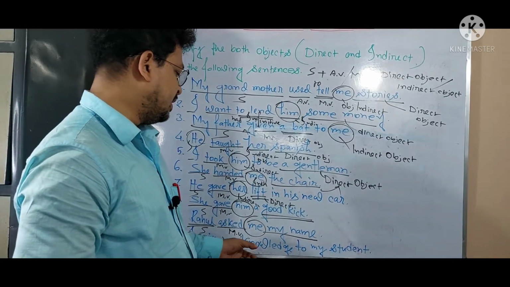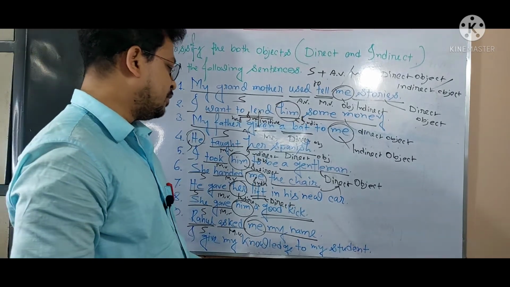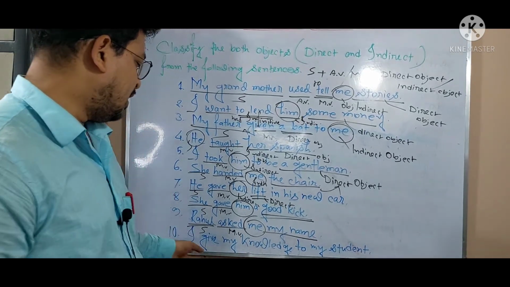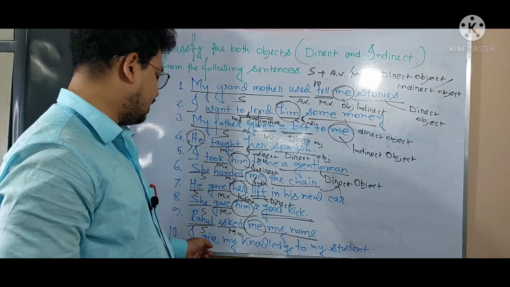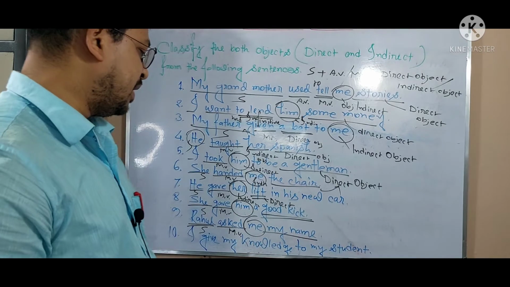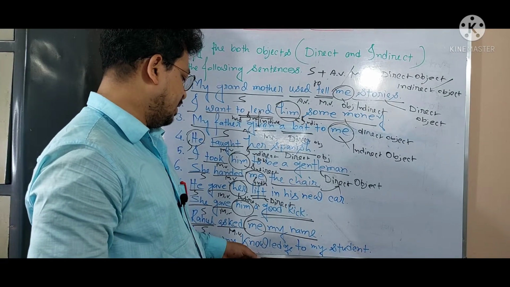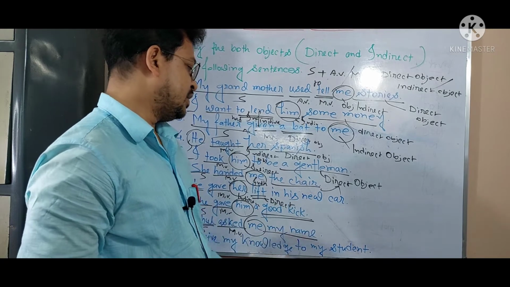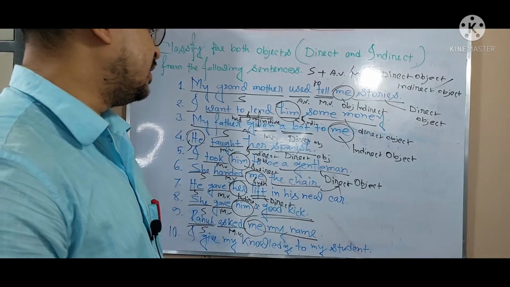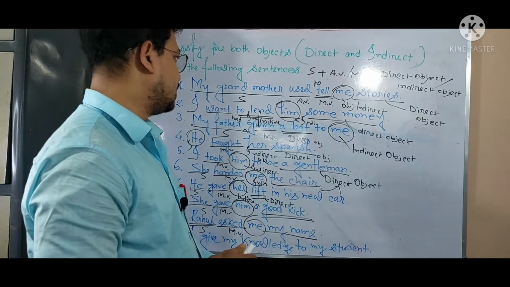From the last sentence: I gave my knowledge to my student. So "I" is the subject, "gave" is the main verb, and what do I give? My knowledge. So "my knowledge" will be the direct object, and "to my student", since the student is a living being, will be the indirect object.